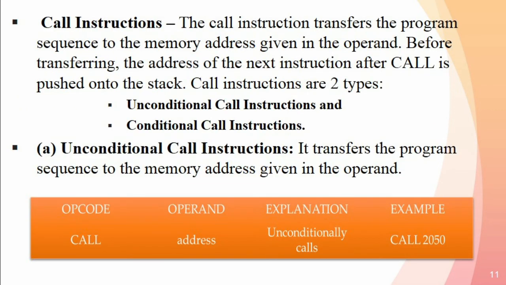The second branching instruction is CALL instruction. The CALL instruction transfers the program sequence to the memory address given in the operand. Before transferring, the address of the next instruction after CALL is pushed onto the stack. Call instructions are of two types: unconditional call instruction and conditional call instruction. Unconditional call instruction. It transfers the program sequence to the memory address given in the operand. The opcode is CALL. Operand is 16-bit memory address of a subroutine.